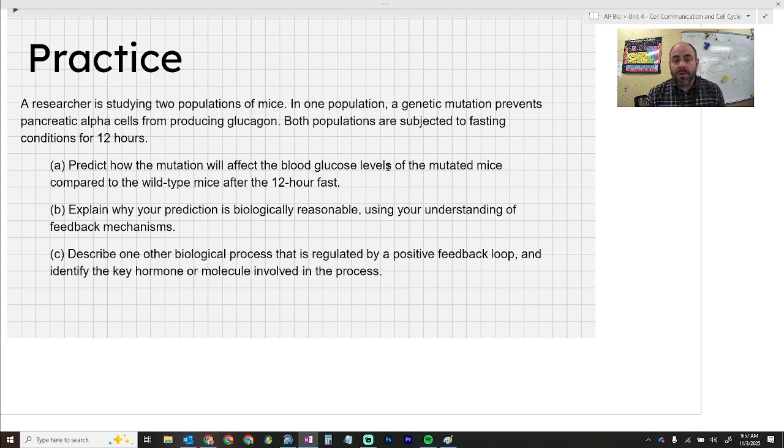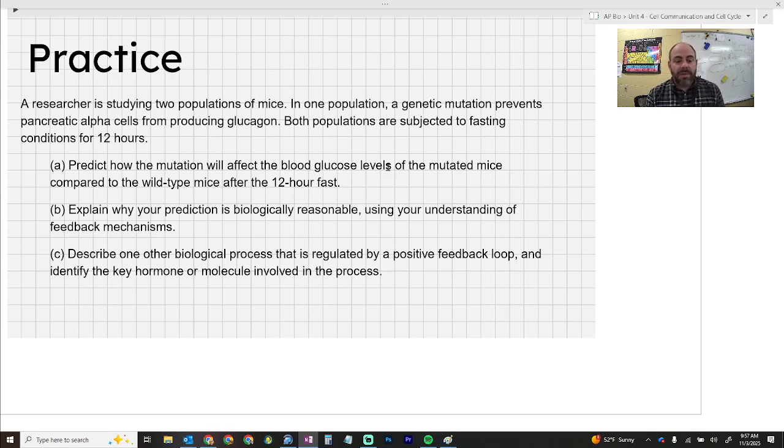Glucagon is a hormone that causes the cells in the body to release glucose. You probably need to know that in order to get this prompt correct. I should go back and add that. That's okay. Here we are.